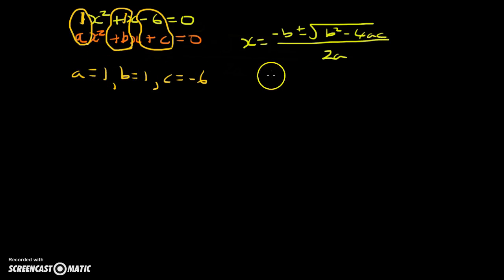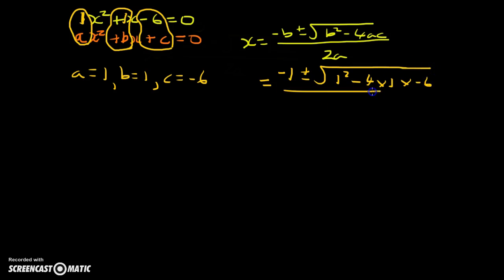We can pop these in the quadratic formula. So b, that's 1, so it's -1, plus or minus the square root of b squared. b is 1, so it's 1 squared. Subtract 4, a is 1, so multiplied by 1. And c is -6, so multiplied by -6. And all over 2a, that gives us 2.